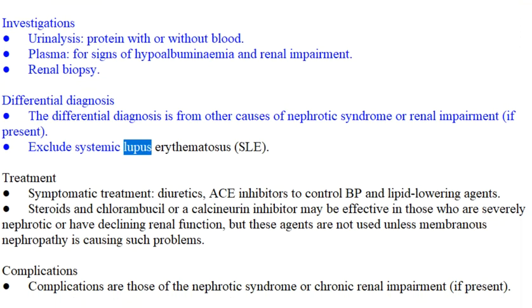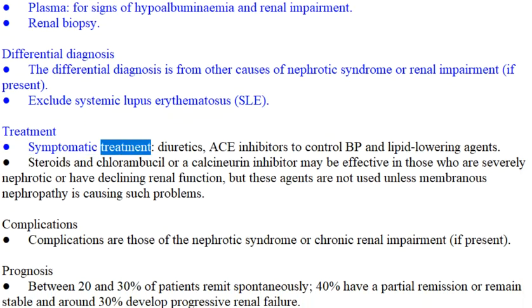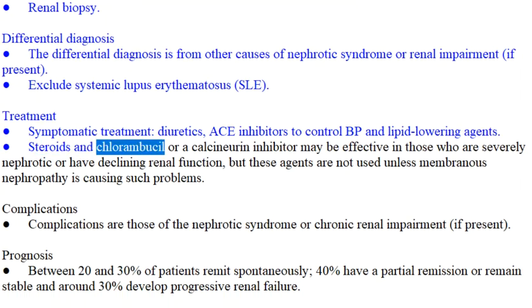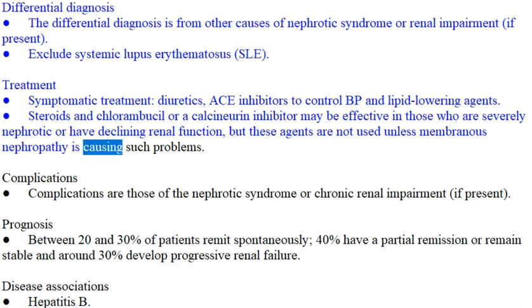Exclude systemic lupus erythematosus, SLE. Treatment. Symptomatic treatment: diuretics, ACE inhibitors to control BP and lipid-lowering agents. Steroids and chlorambucil or a calcineurin inhibitor may be effective in those who are severely nephrotic or have declining renal function, but these agents are not used unless membranous nephropathy is causing such problems.